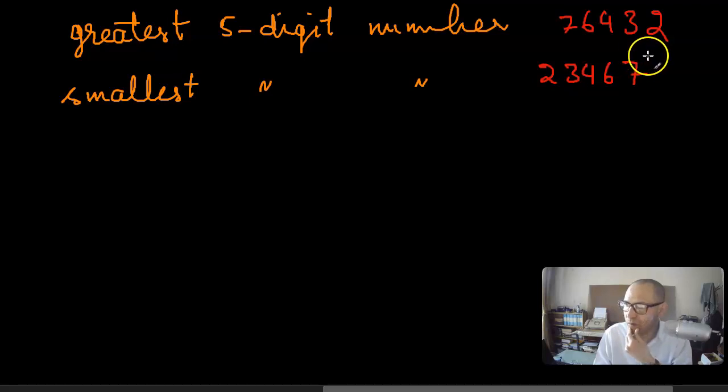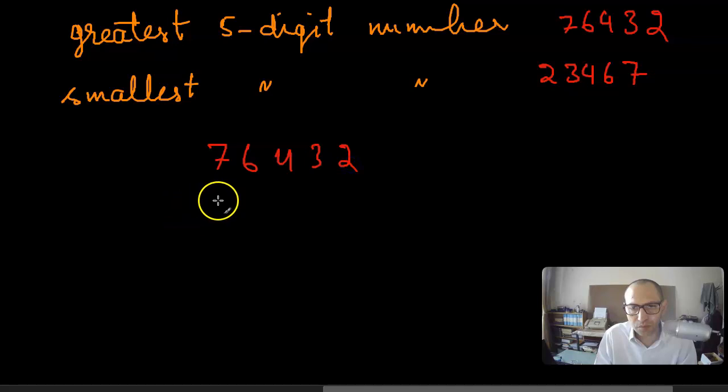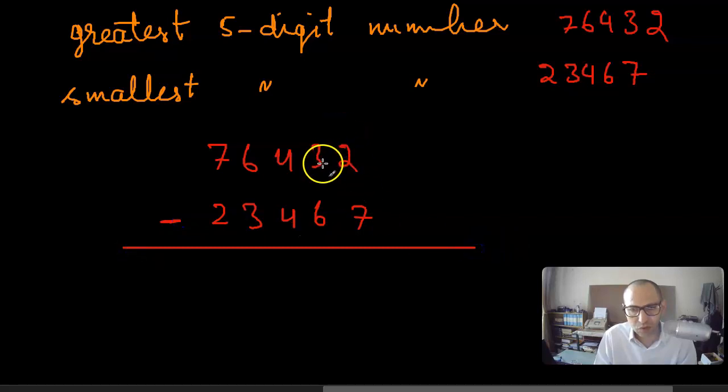Now we want to know the difference between these two numbers. So the difference means subtraction. So I write 7, 6, 4, 3, 2 minus 2, 3, 4, 6, and 7. And you want to subtract. So you have to borrow something from here. So for example, I borrow a 1 from here. This becomes a 2. This becomes a 12.